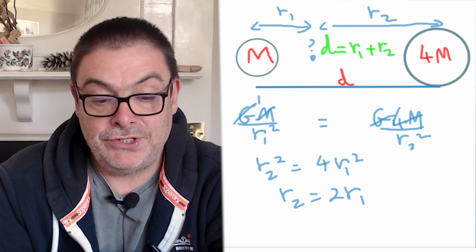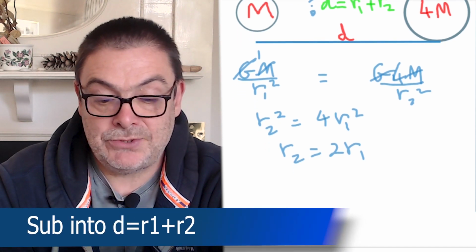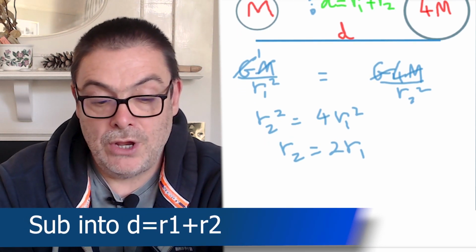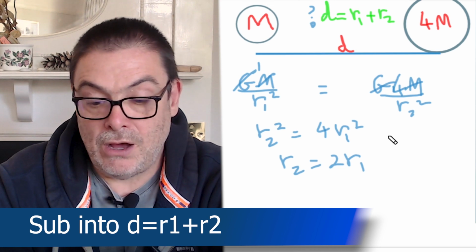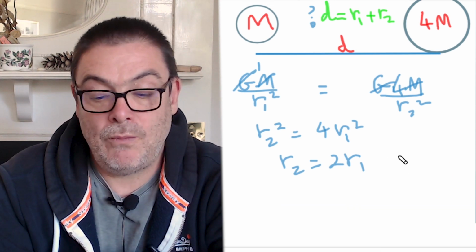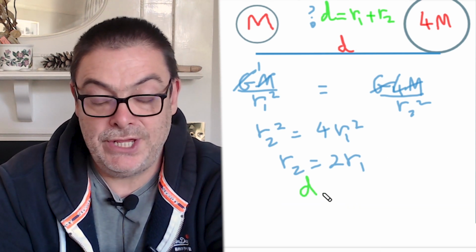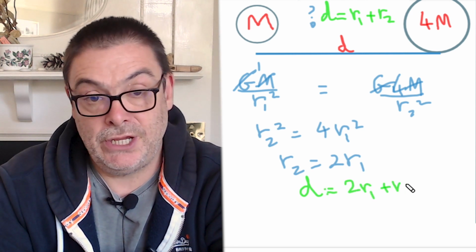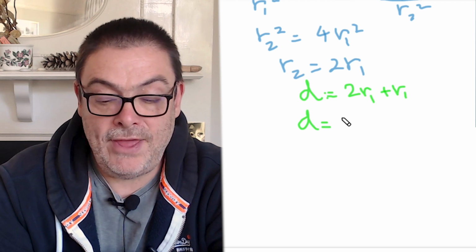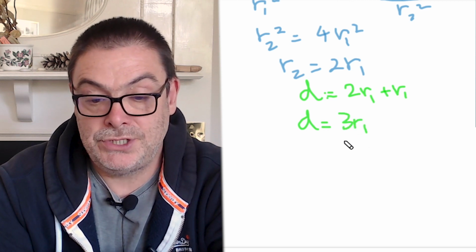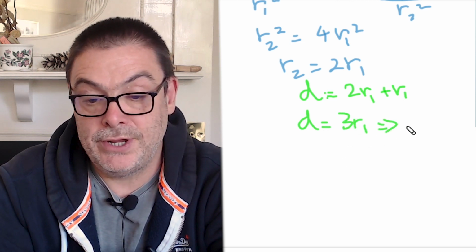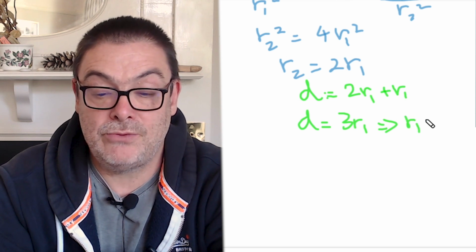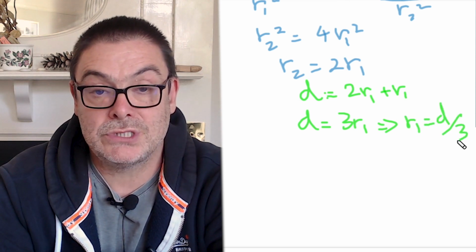Remember, we're after the distance R1, so let's substitute in for R2, knowing as we do that R2 is equal to 2 lots of R1, and so this leads us to d equals 2R1 plus R1, which of course means that d equals 3R1, and therefore the distance R1, the distance of m to the 0 point, is d over 3, in other words, a third of the way across.